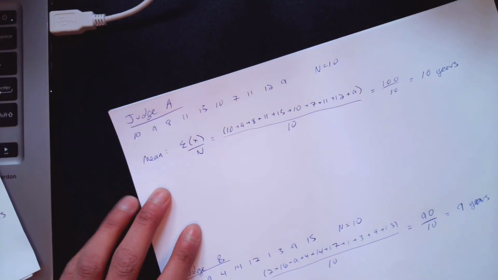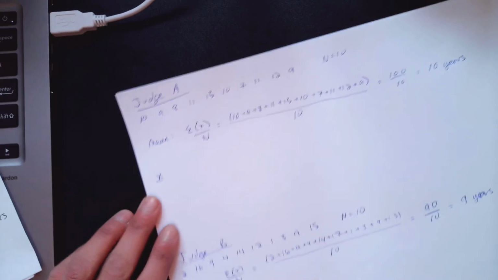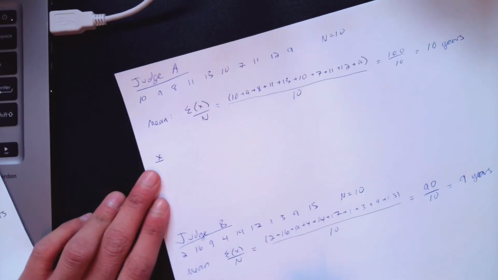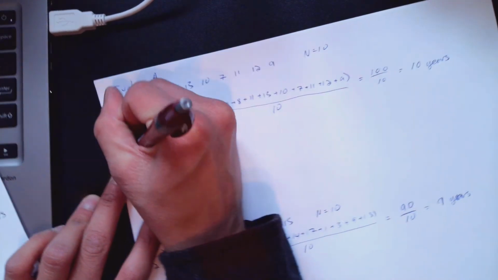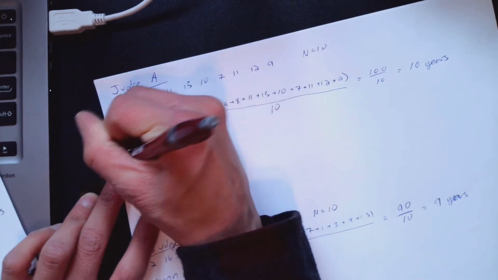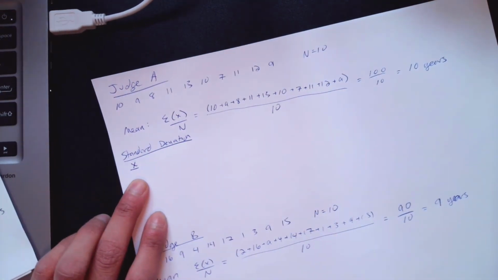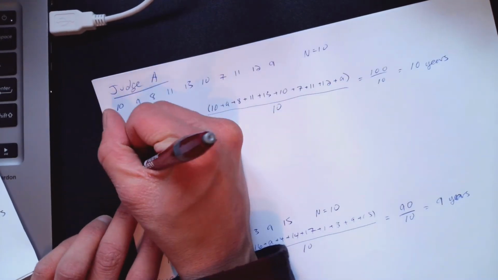So for Judge A, when we want to find the standard deviation, we're going to start the same way that we did before, and we're going to list out the observations that we have. To find the standard deviation, we're going to start by listing the observations in our sample.